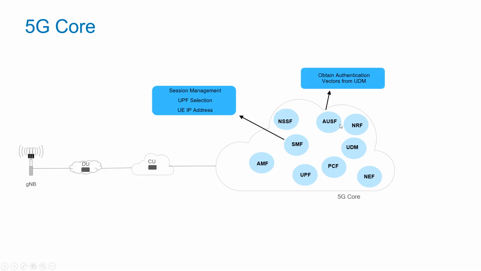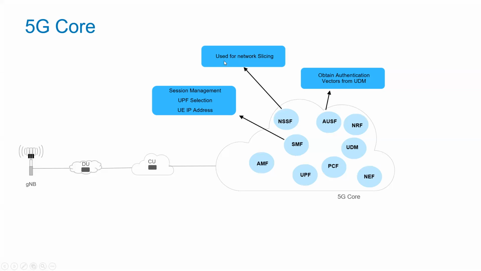AUSF is another networking element in a 5G core. AUSF stands for Authentication Server Function. The main function of an AUSF is to obtain the authentication vector from the UDM. So it's also one of the functions of the HSS in a 4G core, and that function has been assigned to AUSF.